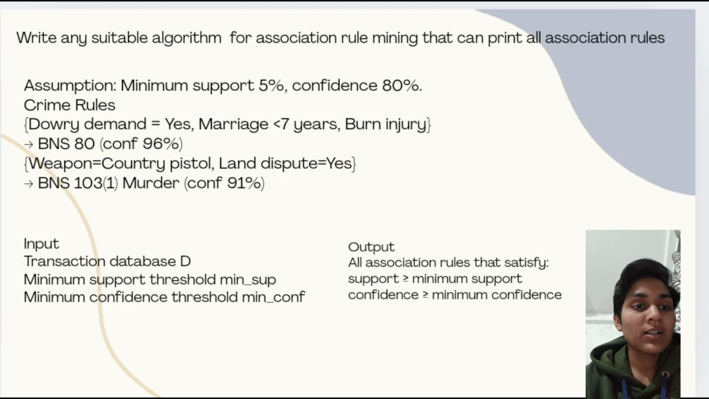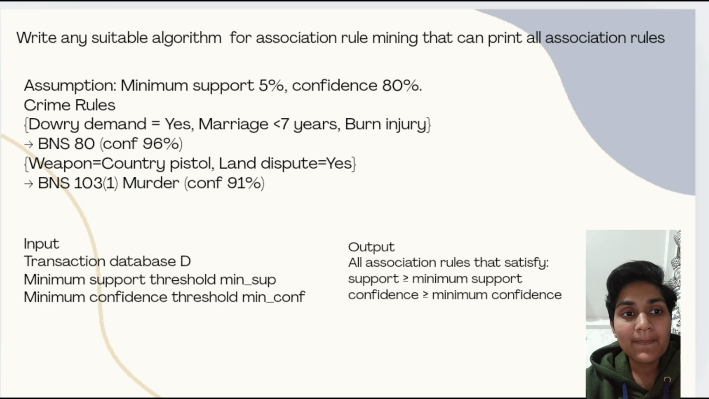Next question is: write any suitable algorithm for association rule mining that can print all association rules. So first, assumption, minimum support 5%, confidence 80%. For example, crime rules. Dowry demands equals yes, marriage is less than 7 years, burn injury, BNS 80, confidence 96%.